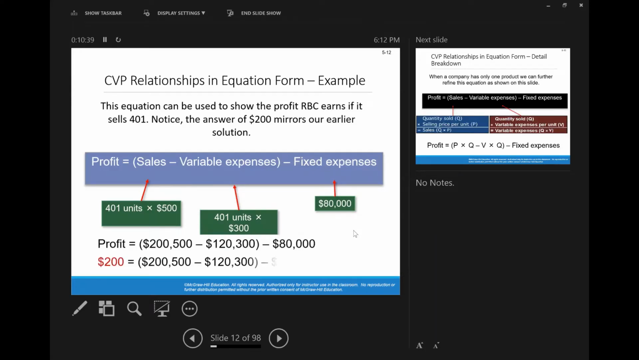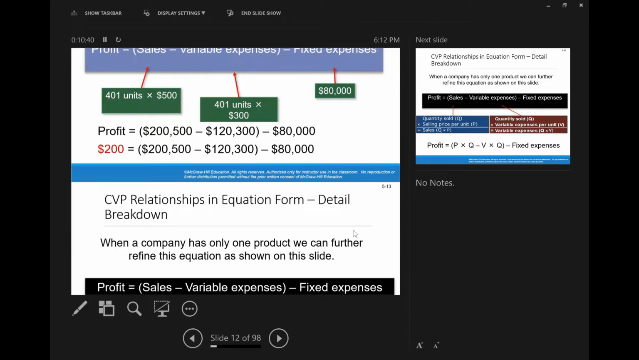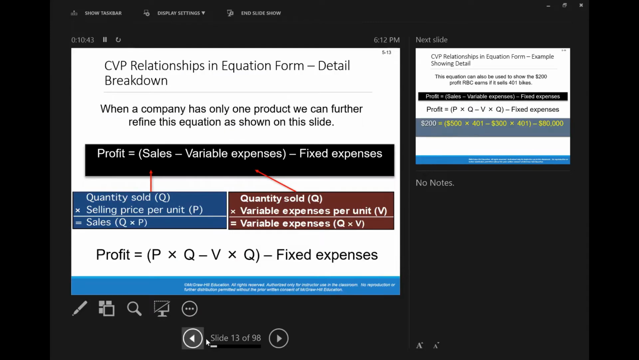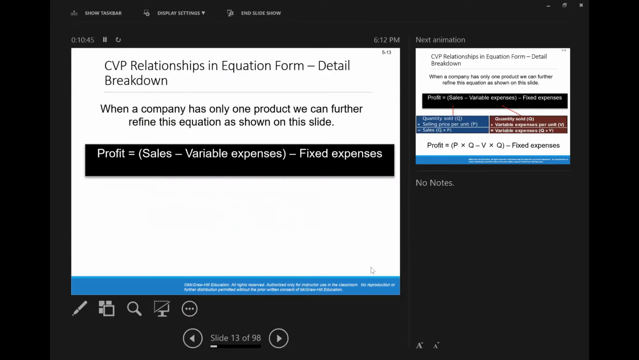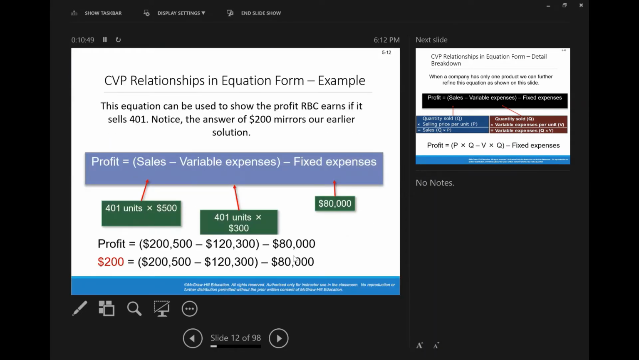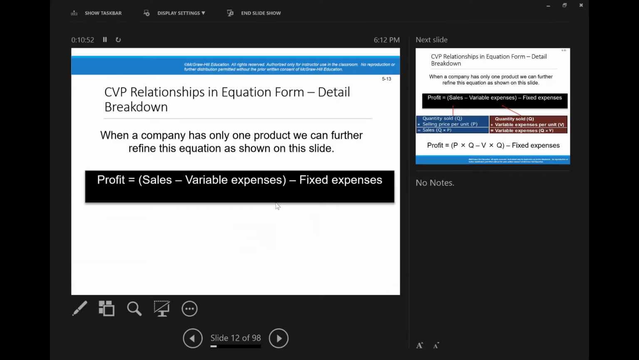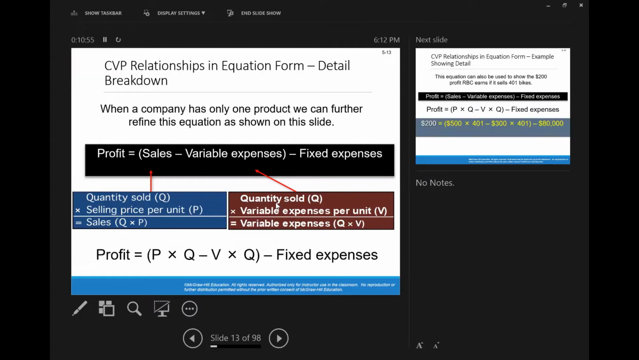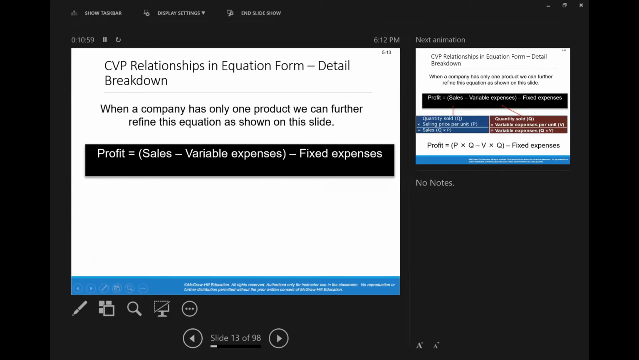Okay, so here's the number. If we want to plug it in, whoops, very sensitive. Did I go back far enough? Nope. Okay. So we have 401 units. Oh, I'm not sure what's happening here. Did y'all see that move? I don't even think I touched it.